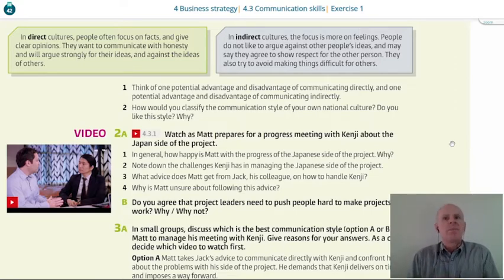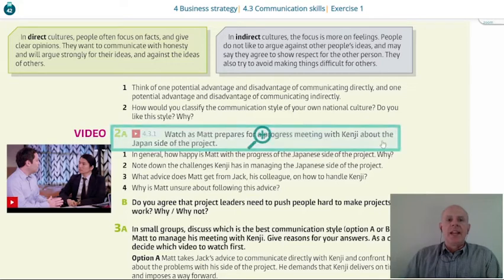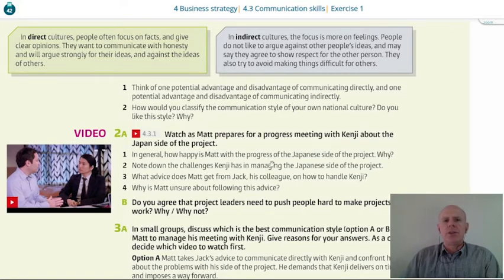We've seen in the other units that there's a project to be released in Mexico. There are people from the United Kingdom, United States, Germany, and now we have Japan here in the person of Kenji. They are releasing the same project. In general, how happy is Matt with the progress of the Japanese side of the project and why? There's a problem here. The lesson is about dealing with problems.